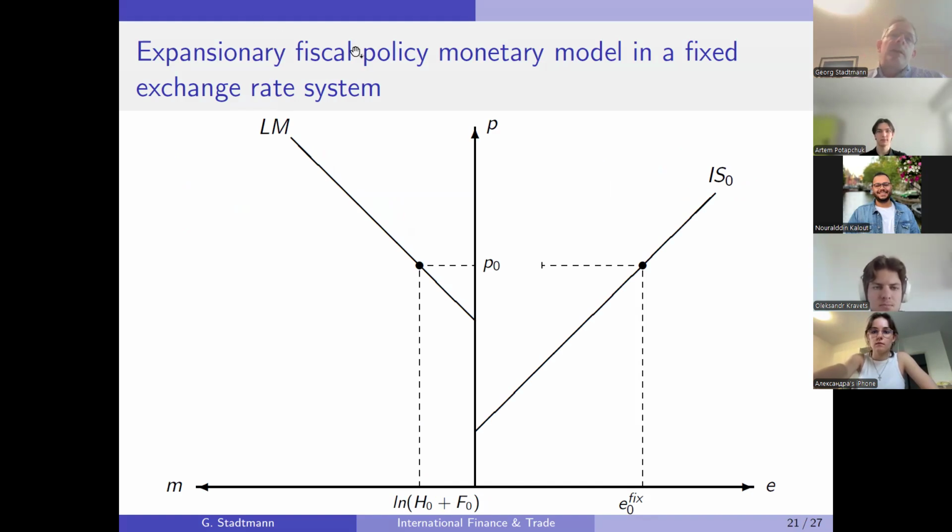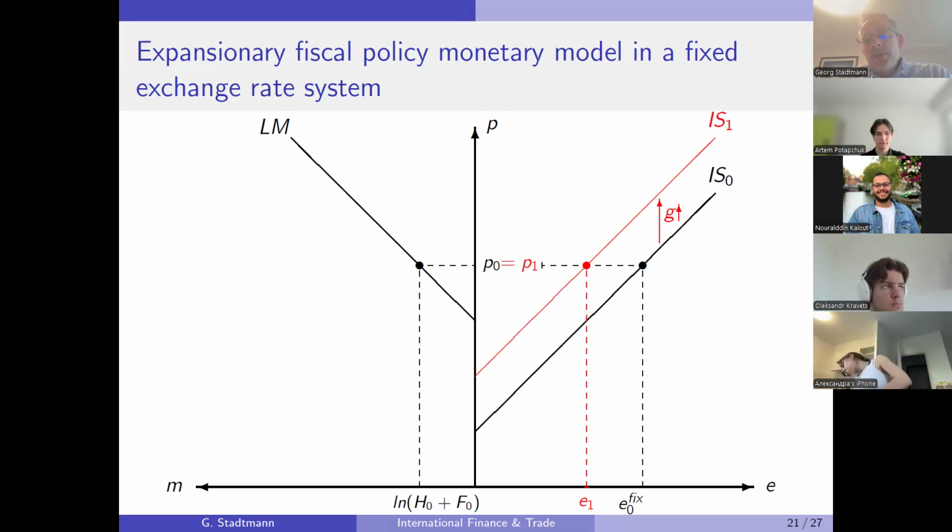When the government increases government spending and performs an expansionary fiscal policy, the IS curve shifts upwards. Like in a floating exchange rate system, this would not increase goods prices. Goods prices would stay constant, but it would lead to an appreciation of the domestic currency. So the exchange rate would decrease in a floating exchange rate system.